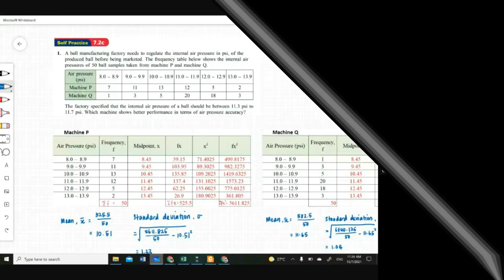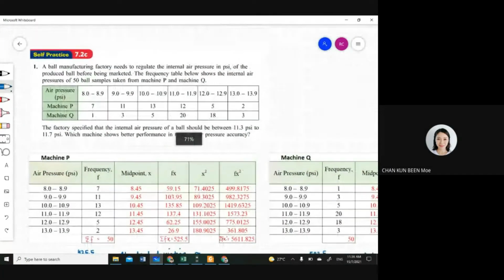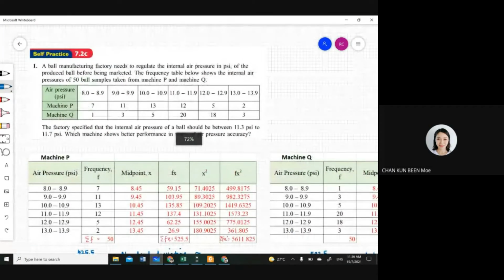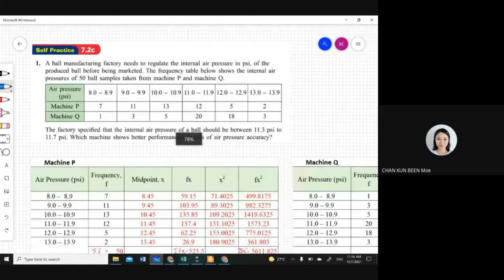Now we look at self-practice 7.2c. It's about a manufacturing factory producing balls. They need to regulate the internal air pressure in PSI. What is PSI? Pounds per square inch is the unit of measurement for air pressure and also water pressure.